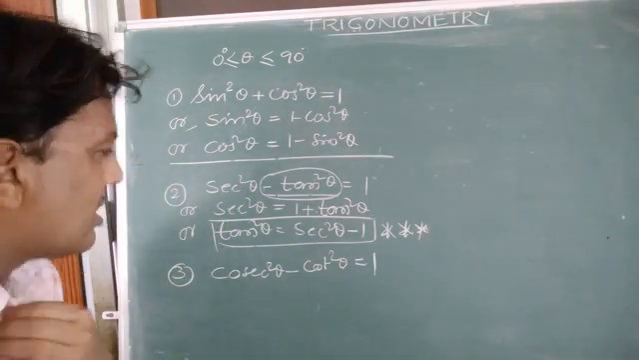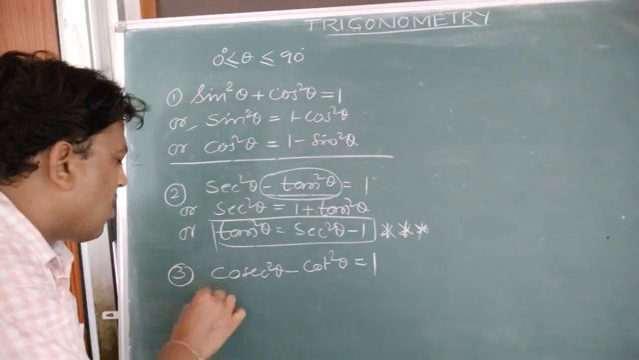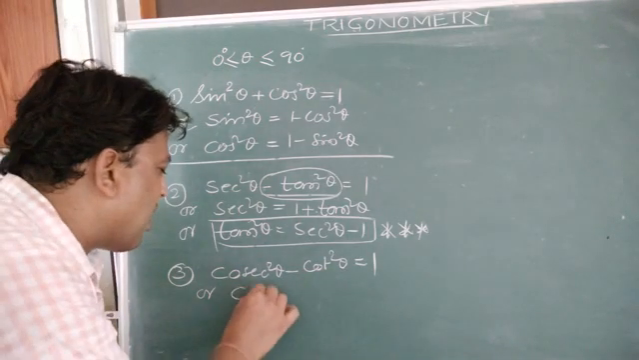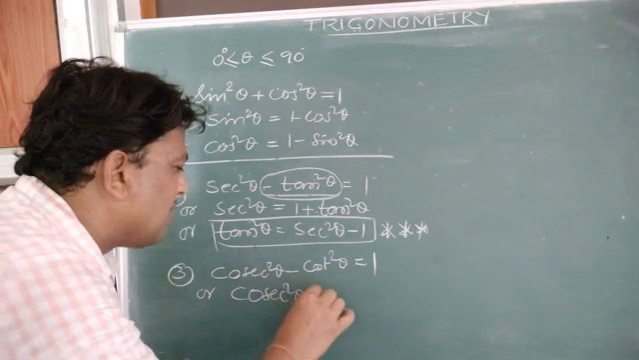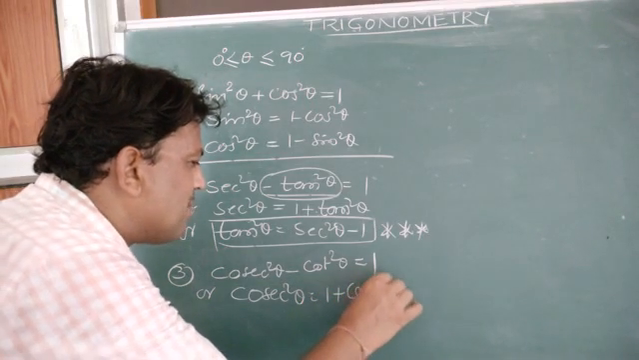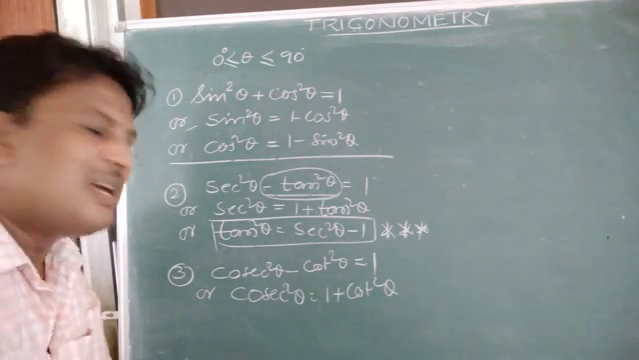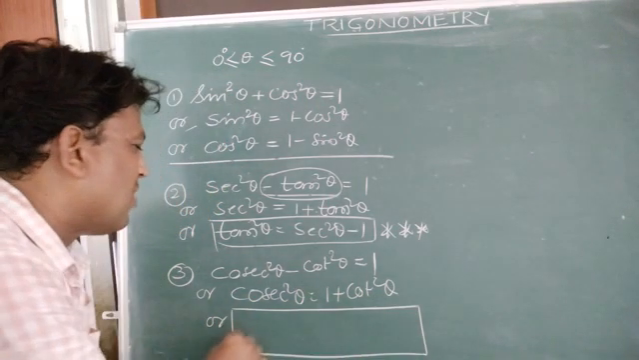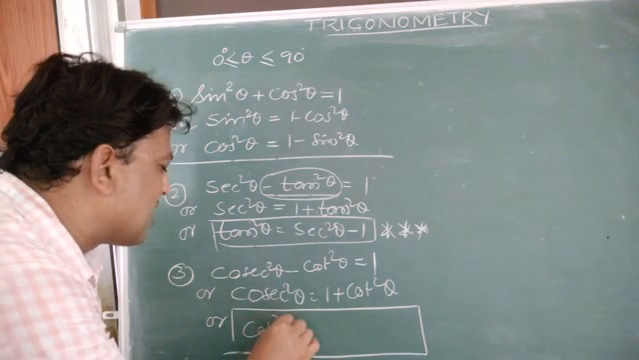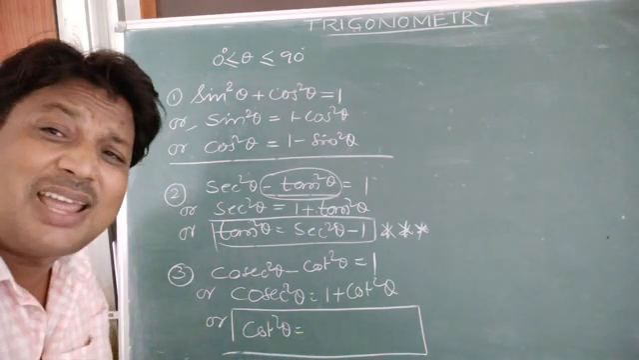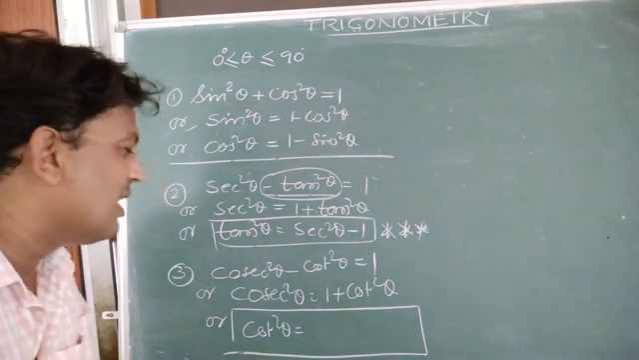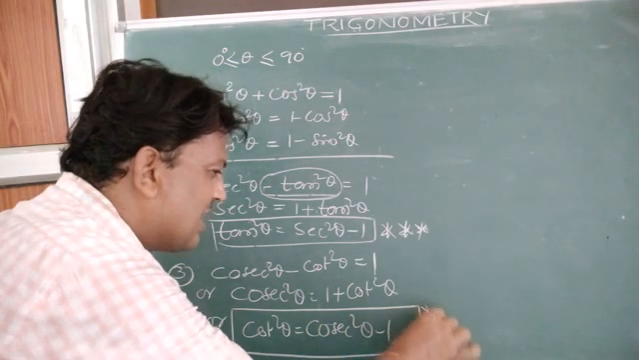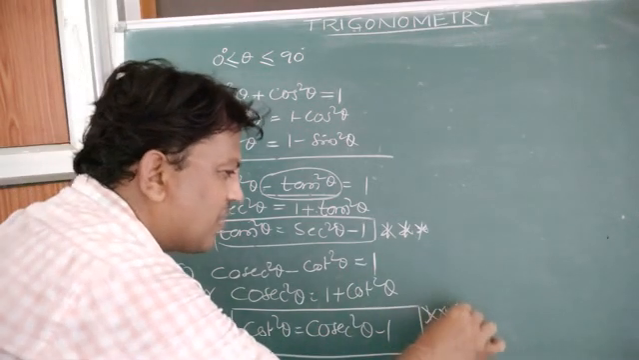Okay, children. Similarly here, cosec square theta minus cot square theta is equal to 1, or cosec square theta is equal to 1 plus cot square theta, since it goes to that side and becomes plus. Or, again be careful like the previous one. What, children? Cot square theta is equal to what, children? Cot square theta is equal to, yes, cosec square theta minus 1. These two you should watch carefully.